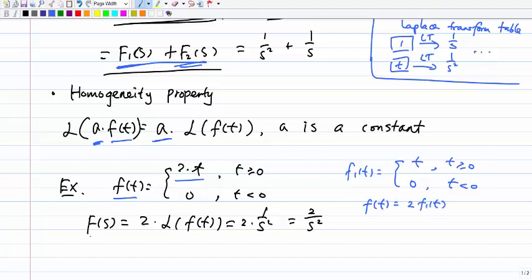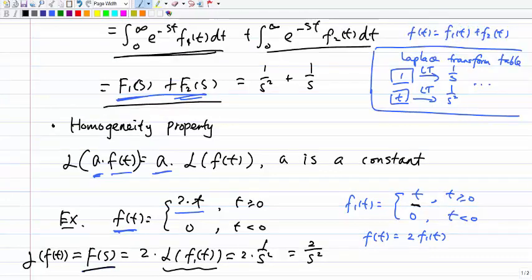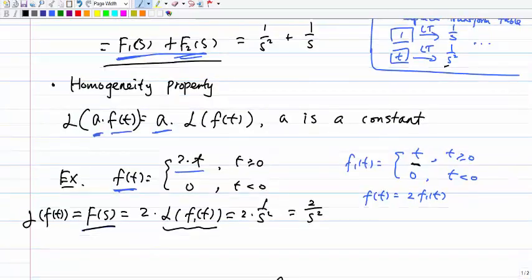So the Laplace transform of f(t), given by F(s) in notation, is twice the Laplace transform of f1(t). For f1(t), according to the property, this is just t. You can also look at the table over here. It's 1 over s squared. So it's 2 times 1 over s squared, which is 2 divided by s squared. That's its Laplace transform.